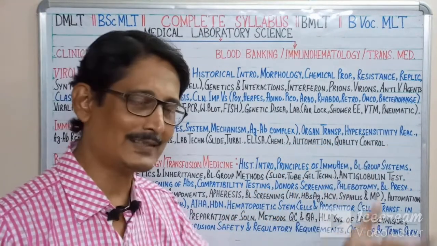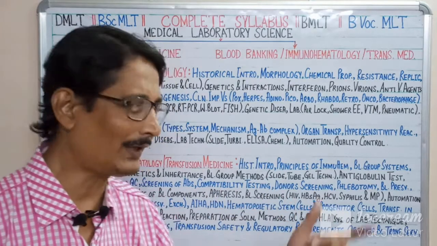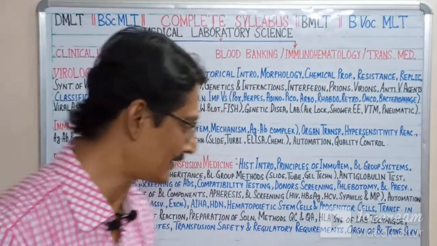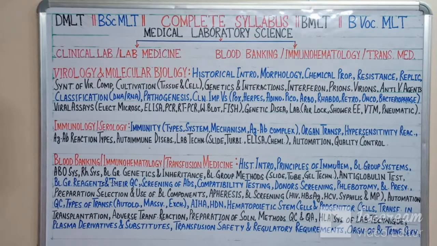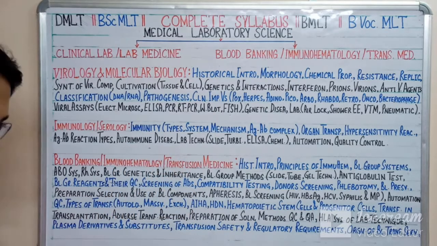Now the hypersensitivity reaction, it is a long word, but in common words it is the allergic reaction. We have to study about the allergic reactions. Now the AG-AB reaction types, how the AG-AB reacts, that is the neutralization reaction. There are many types: flocculation, agglutination, and this type of reaction we have to study. Now very interesting is autoimmune diseases.